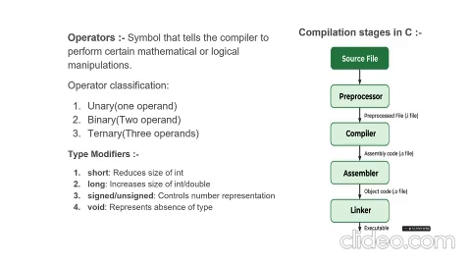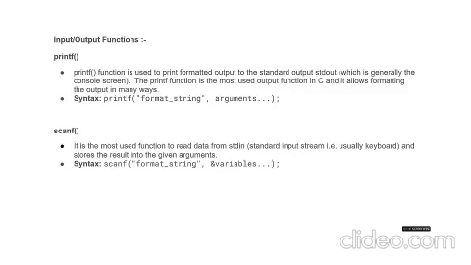These are the compilation stages in C language. Source file, after the preprocessor, coming to the compiler, after that assembler, linker. Coming to the input and output functions. The printf function is the output function, the formatted output to the standard output. This is the syntax of printf function. And scanf function. It is the most used function to read the data from the user and store the result into the given argument. This is the syntax of scanf function.